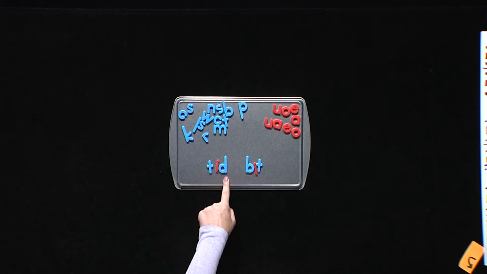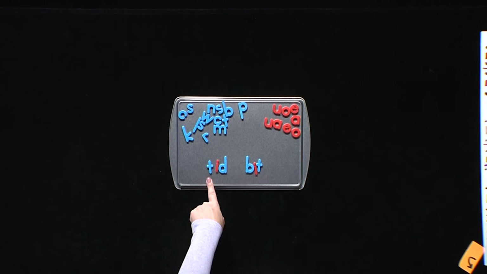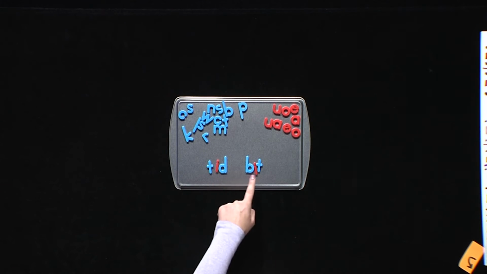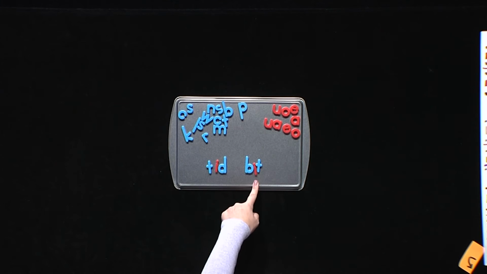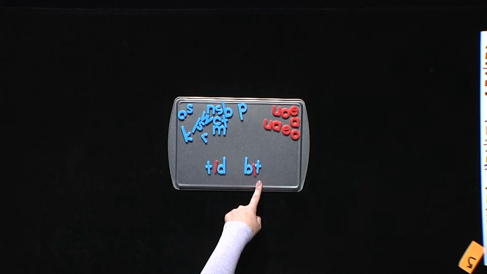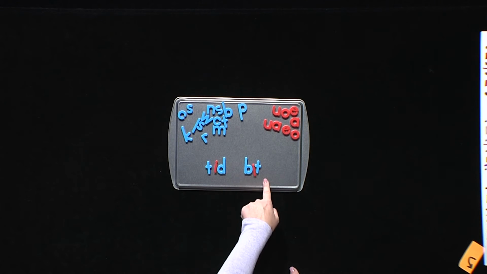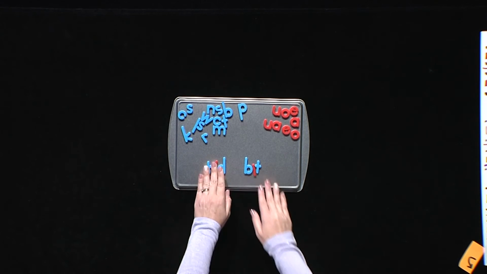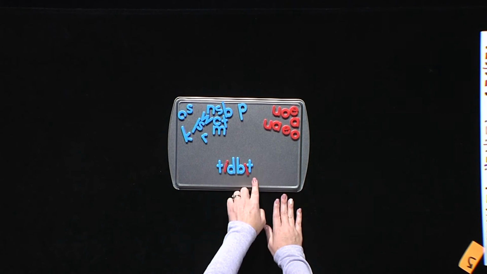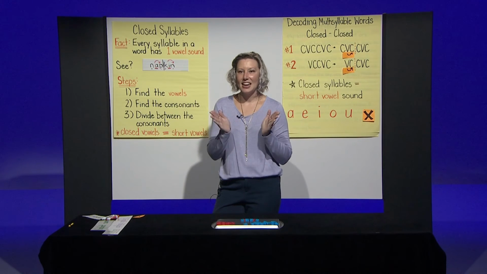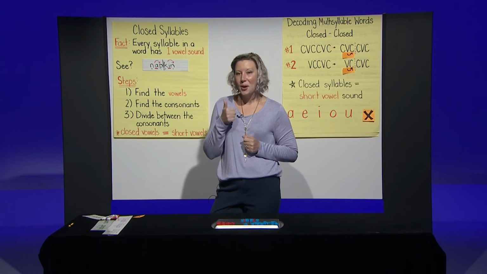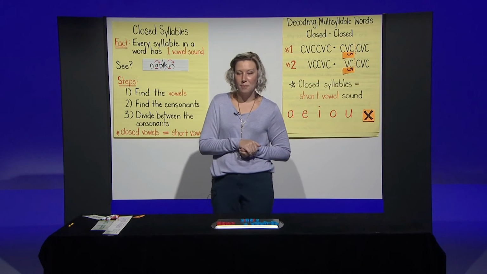I is followed by a consonant, so it's going to make the short vowel sound. T, id, tid. Second syllable, I is followed by a consonant, so it will also make a short I sound. B, it, bit. Tidbit. Put it together, tidbit. Clap it out, tidbit. 2 syllables. We got it right. Great job.